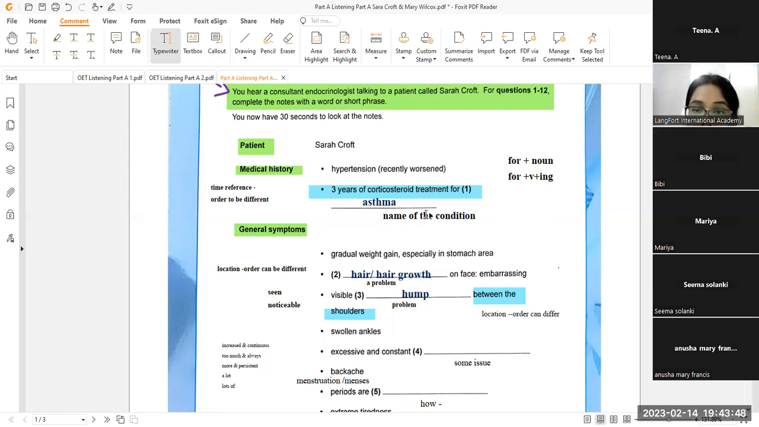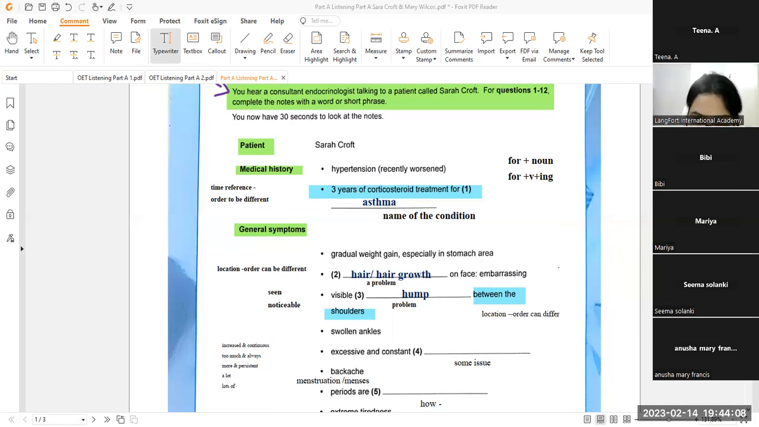So she has told, see, here she mentioned one. Asthma since my teens. Since she was a teenager, she has been having asthma. So that's the answer for the first one.